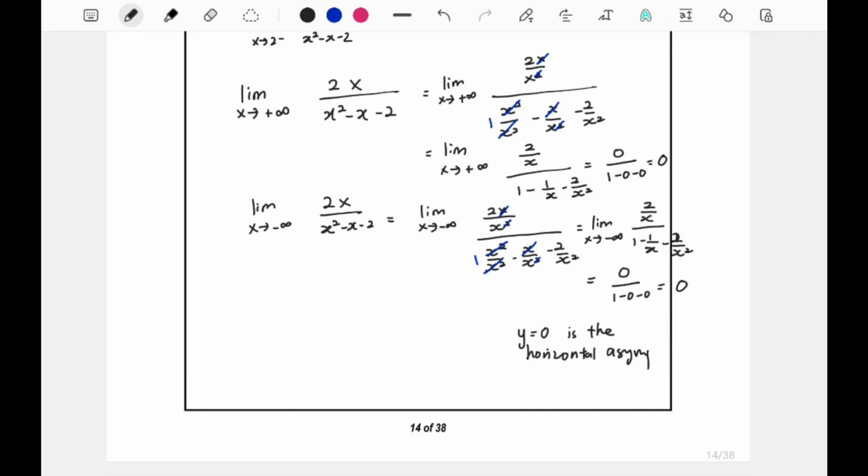Now we're going to sketch the graph. So first what you need to have is the axis.